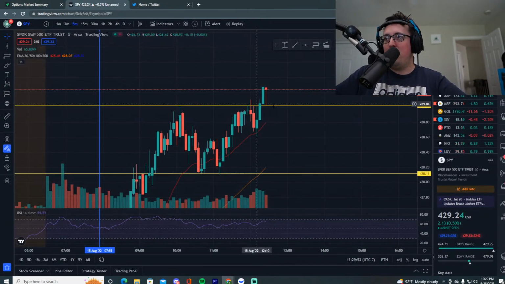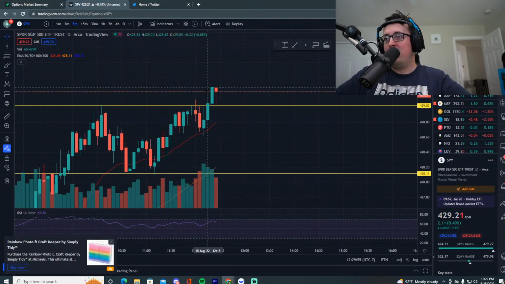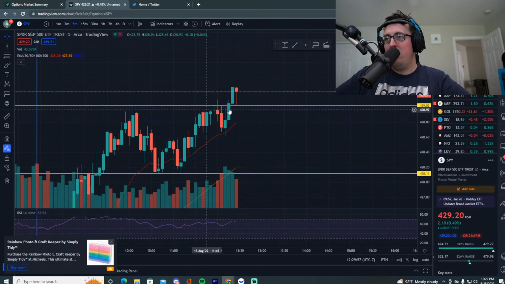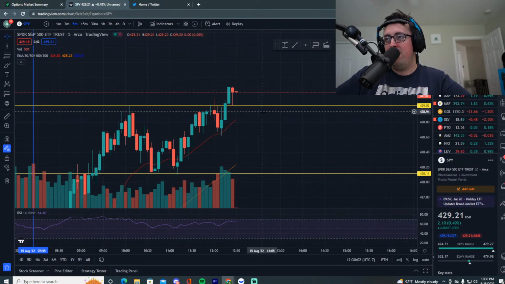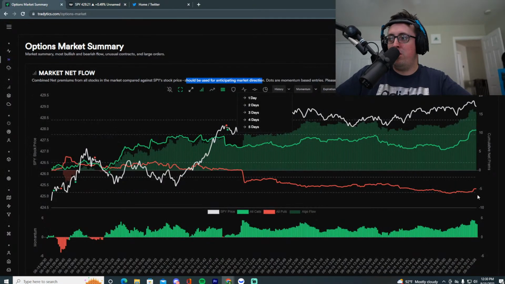So let's see what SPY is doing here. Look at that bounce, guys. Look at where it had the breakout of the resistance. Look where it bounced up. Oh my gosh, that's pretty. We'll see if it can hold it here. Because look, puts are coming up a little bit, but calls are still way ahead.